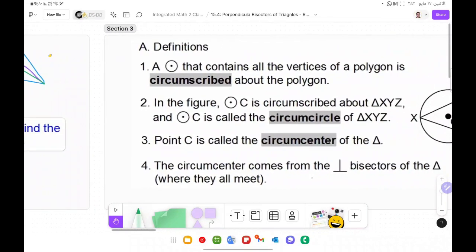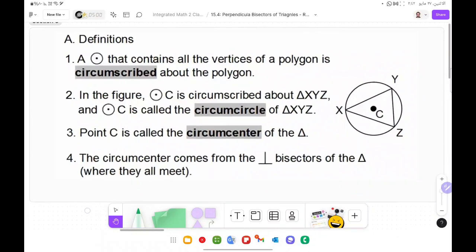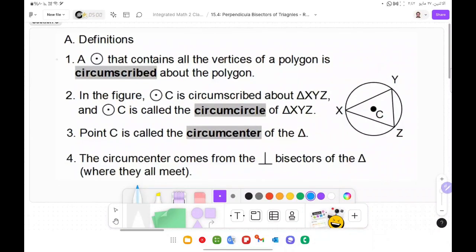Now let's go to some definitions before we start. Number one, a circle that contains all the vertices of a polygon. We call this circumscribed. So circumscribed is a circle that has a polygon inside. As you can see in this figure, circle C has a polygon inside, so we call this circumscribed.